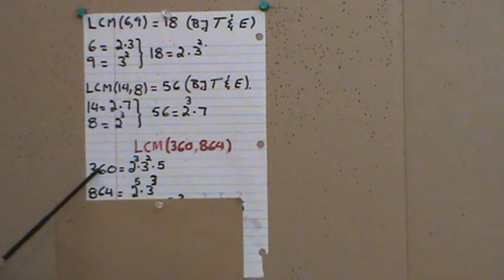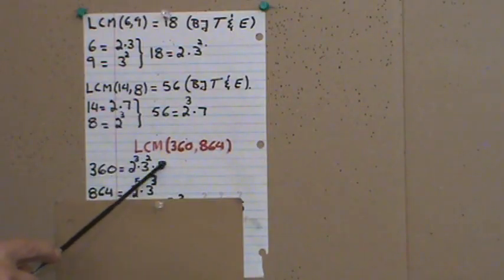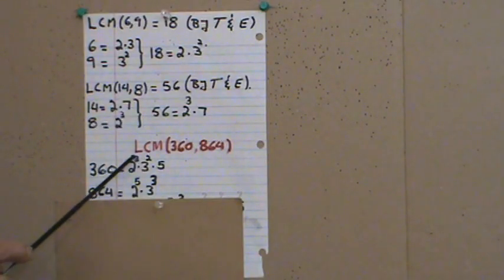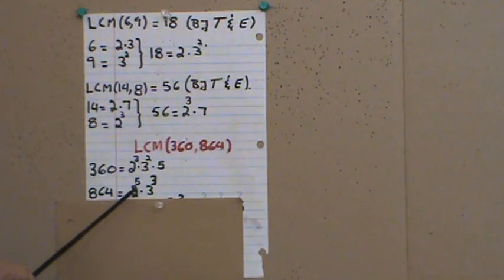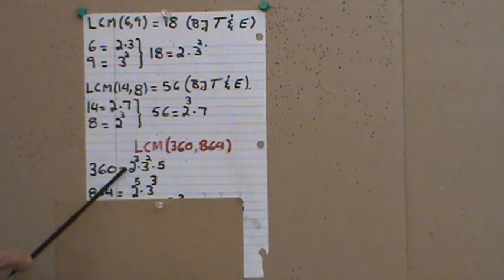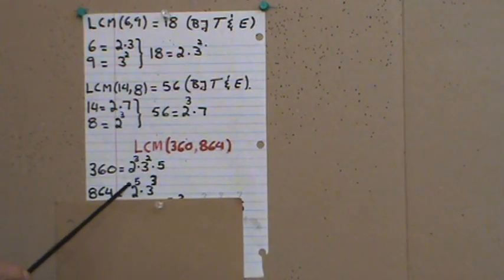So I decomposed 360 into the product of its primes, and I wrote them in exponential form. As you can see, it's 2 to the 3 times 3 squared times 5. That is the prime factorization of that. And I did the same thing with 864 using the vertical line technique, and I end up with 2 to the 5 in exponential form times 3 to the 3. Now, what will be the least common multiple of these two numbers?